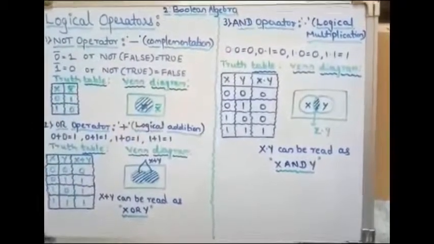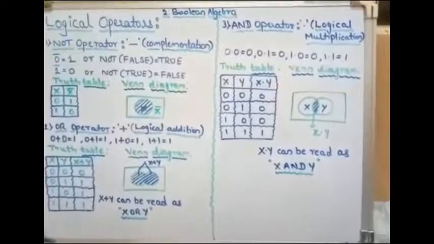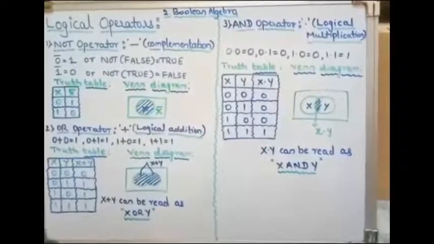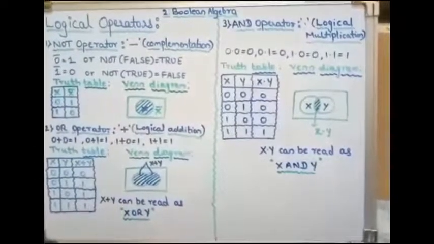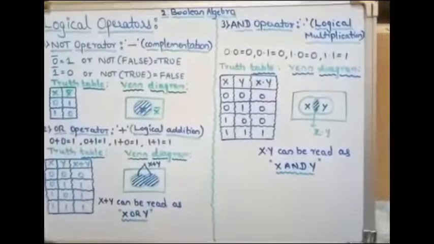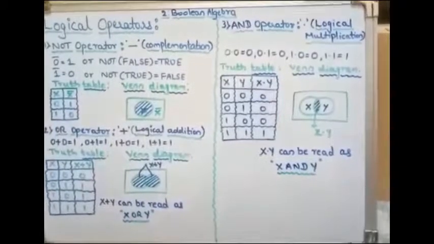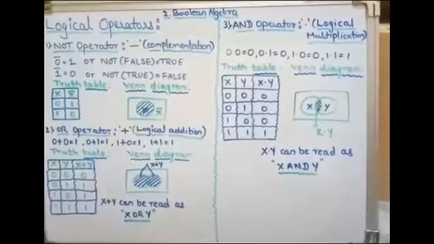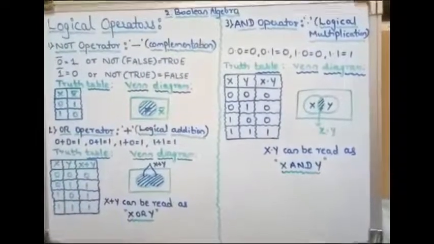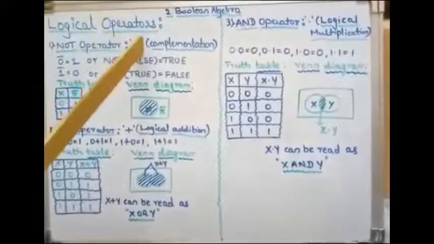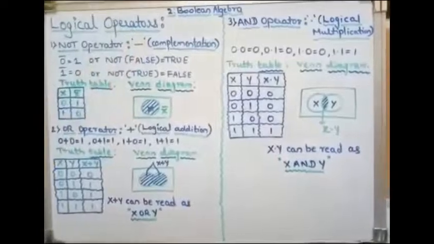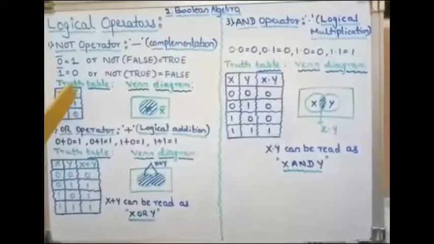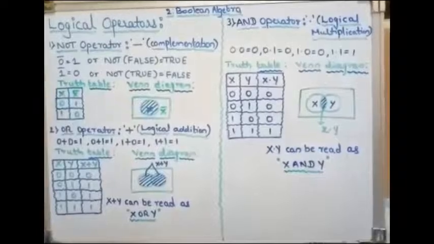Let us start with the first operator, that is the not operator. This operator operates on a single variable and the operation performed by the not operator is called complementation. Not operator is also called complementation and the symbol we use for it is bar. Thus x bar means the complement of x.